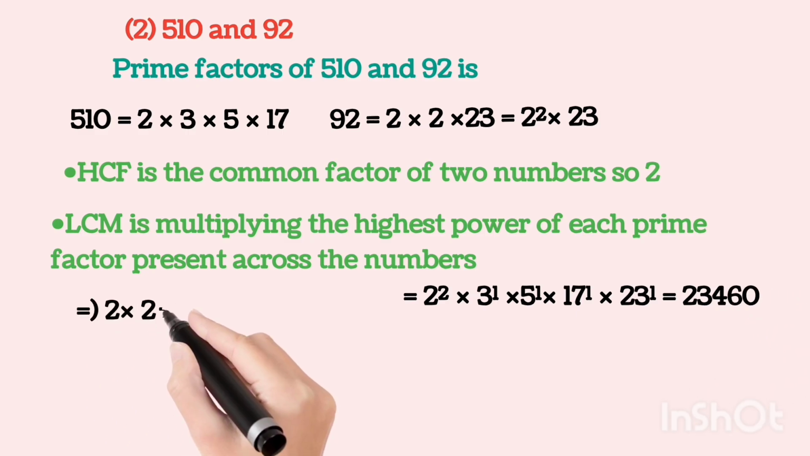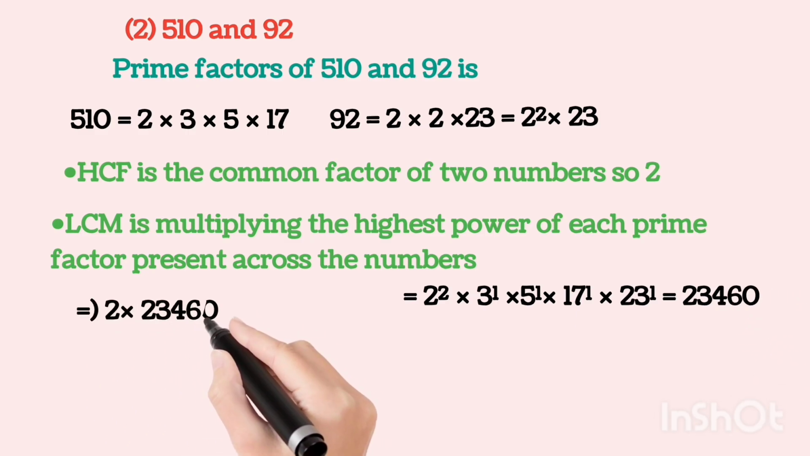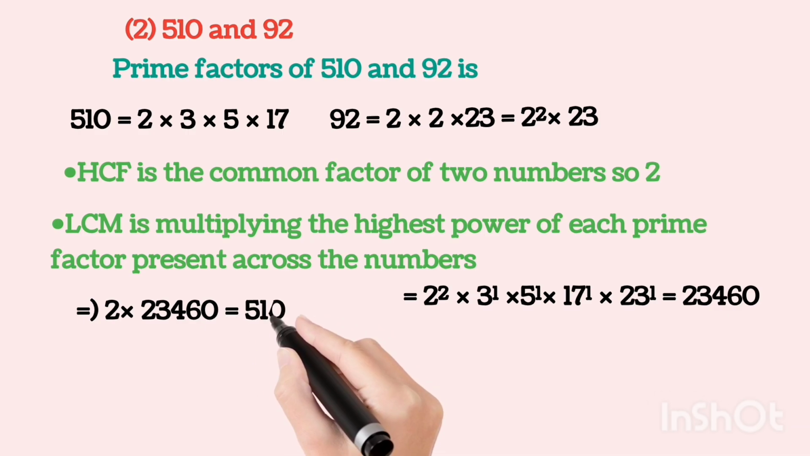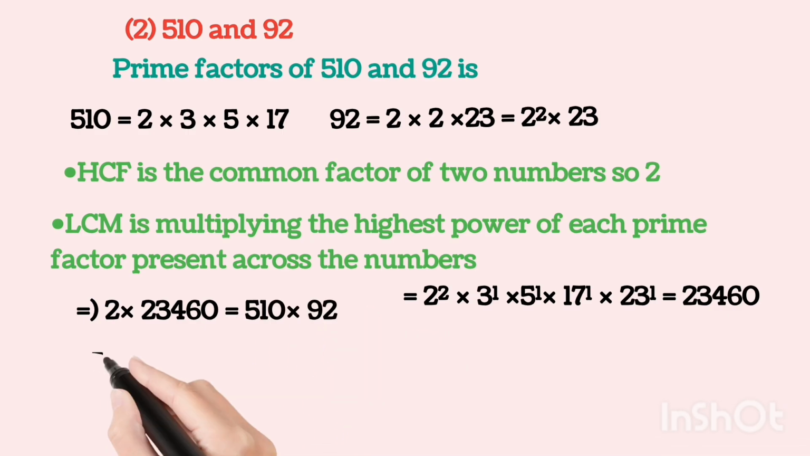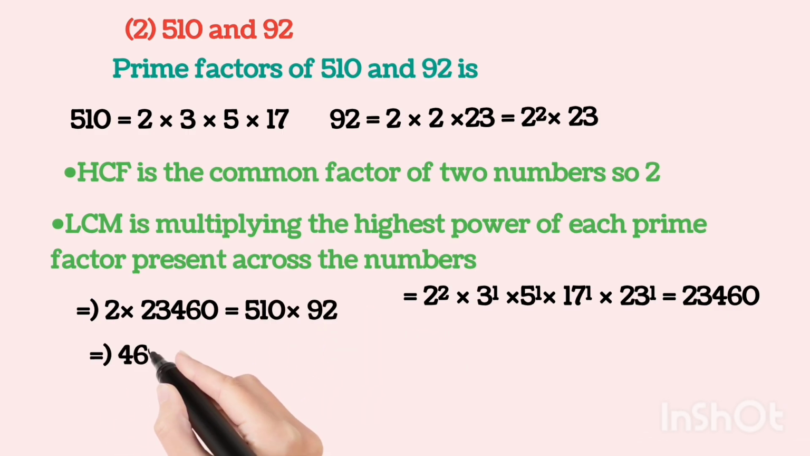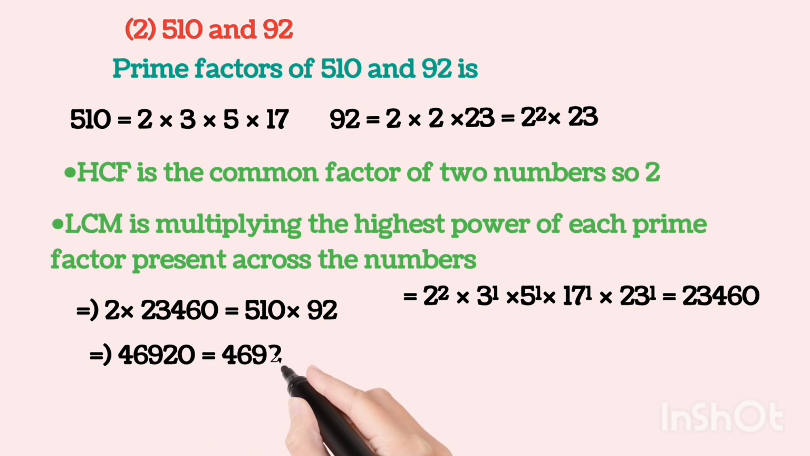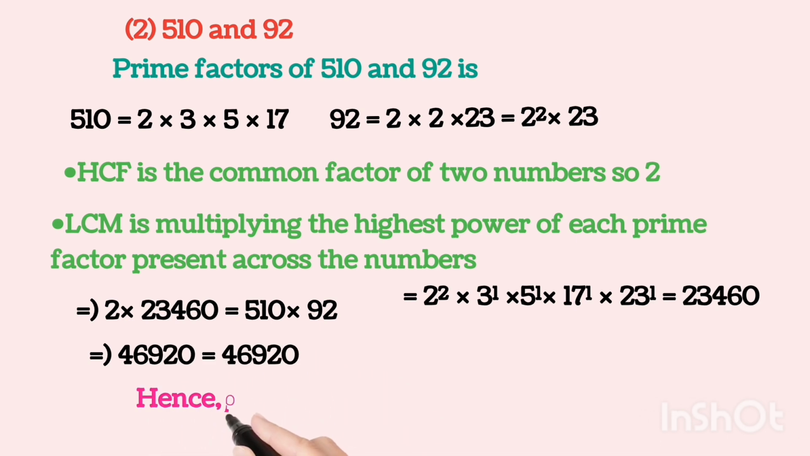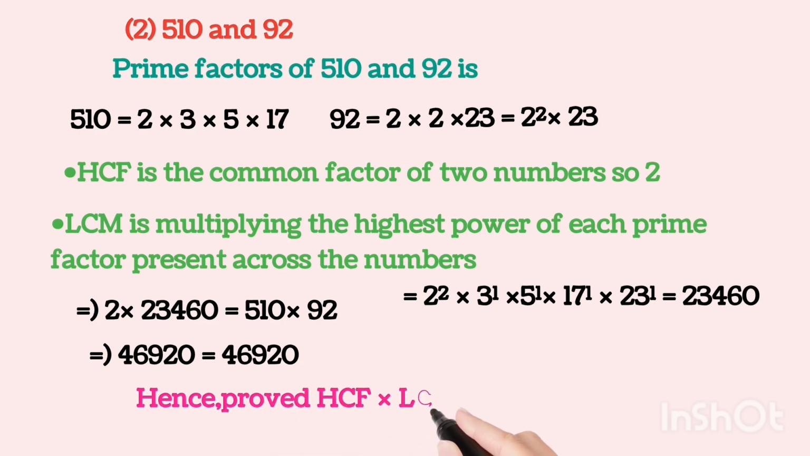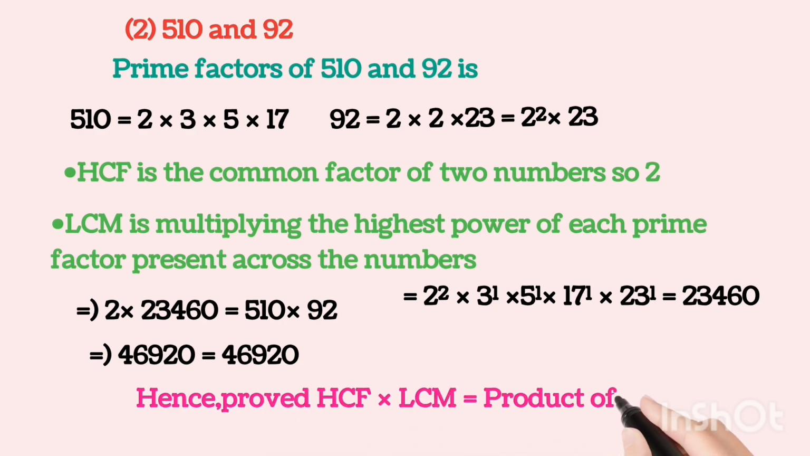Now multiplying 2 into 23460, that equals 510 into 92, that will be 46920. Hence proved, HCF into LCM is equal to the product of two numbers.